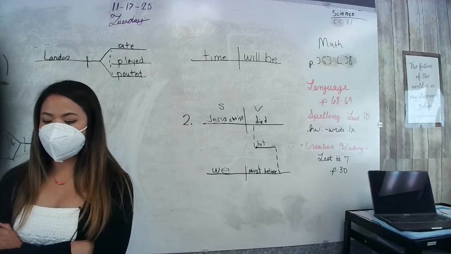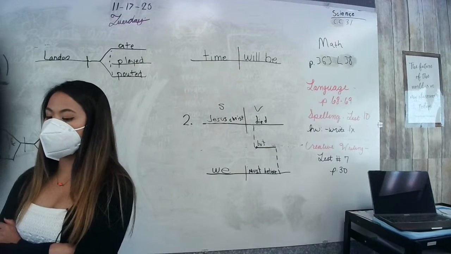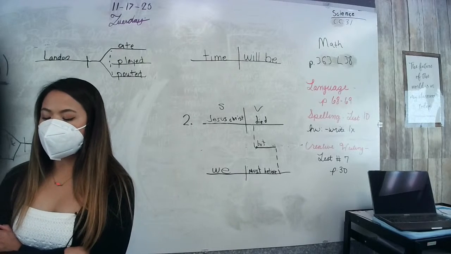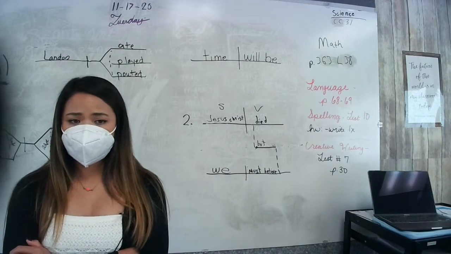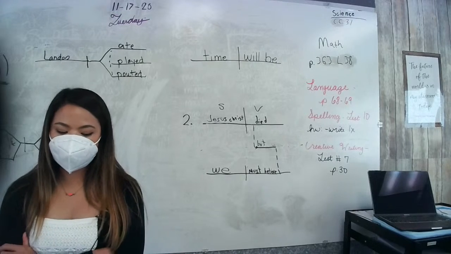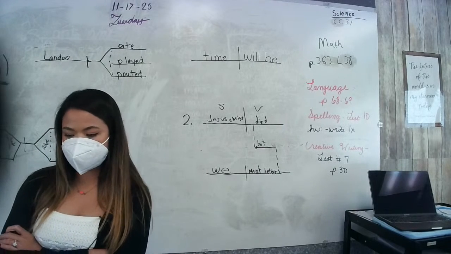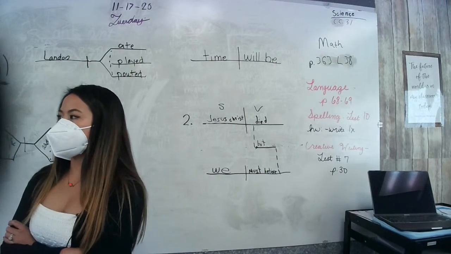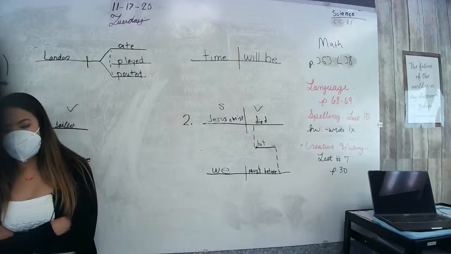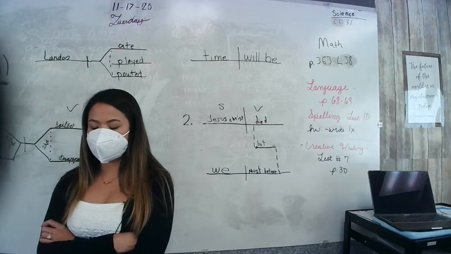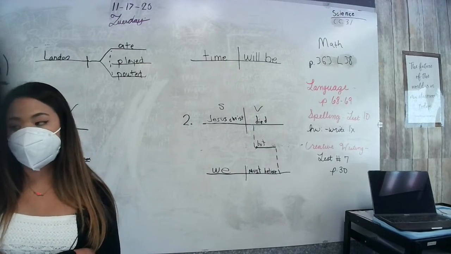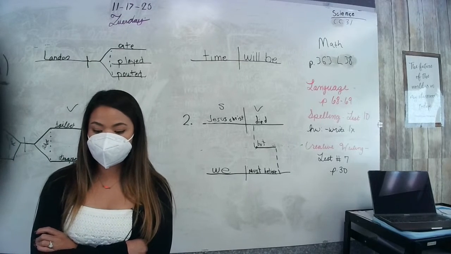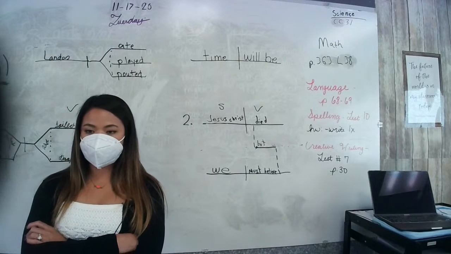Who was the rescuer of Indian children? Class? Amy Carmichael. Who was the father of modern missions? William Carey. Who was the first European to sail around Africa to reach India? Vasco da Gama. Who led India's struggle for independence? Gandhi. What name means the enlightened one? Buddha. Okay, Buddha was the one who they worshipped. His name means enlightened one.